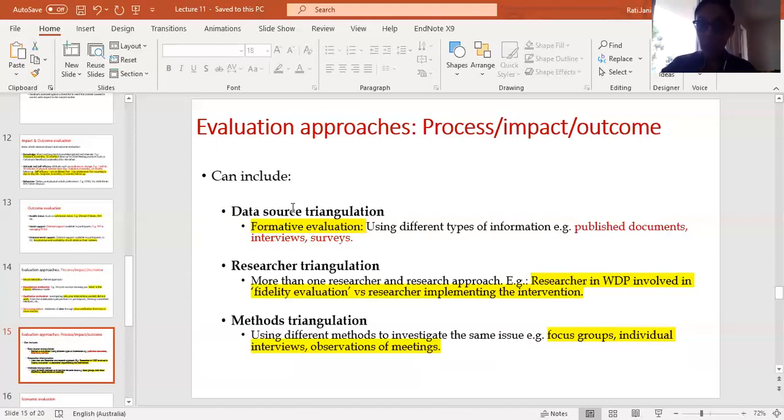Second is researcher triangulation. So an example of researcher triangulation was, for instance, we had used this for process evaluation. As I said, there were two of us who were delivering the intervention, and we had two unbiased researchers who were checking for fidelity. All right. So fidelity as a process evaluation is a type of researcher triangulation. All right. So you have some third person who's checking this. All right. Then you have methods triangulation.